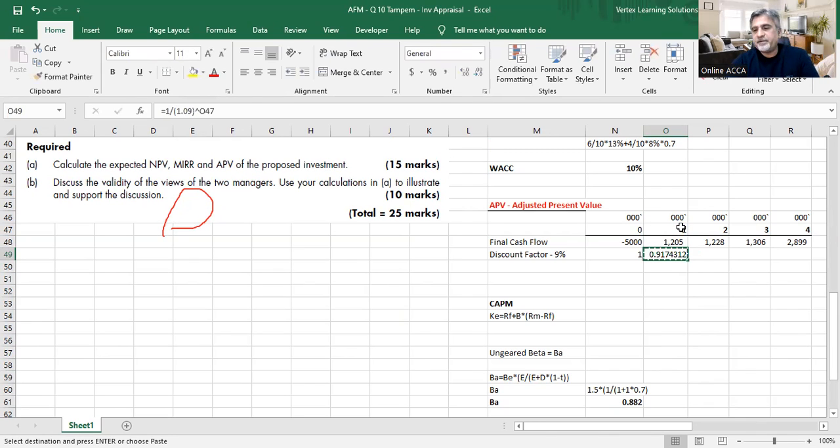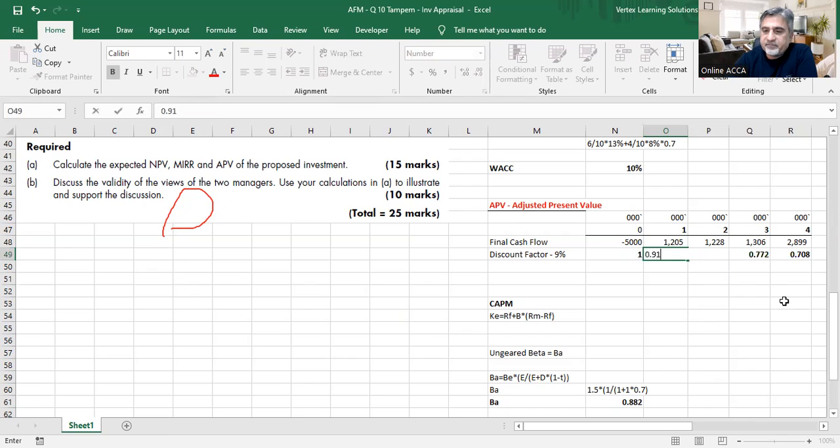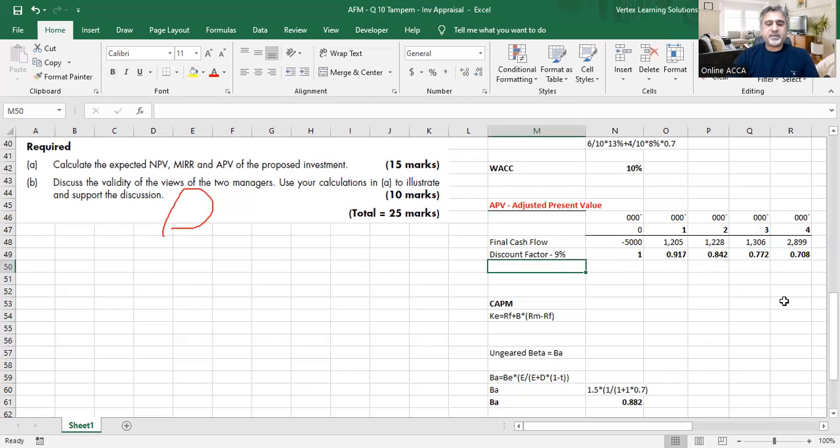So these are going to be my discount rates. If I take them to 3 decimal places, and again, like I said, I'm using Excel because I don't have a table in front of me, but when you are doing it, you should be doing it with the tables to get accurate values. Because in the exam, the ACCA solutions are not linked with Excel, they are linked with the tables. So let me call it 0.917, and then I will call it 0.842, 0.772, and 0.708.